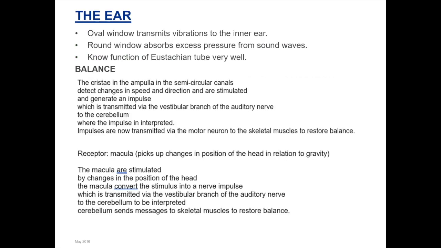The ear. We should know the oval window transmits vibrations to the inner ear. The round window absorbs excess pressure from the sound waves. Know the function of the eustachian tube as well. Remember, the eustachian tube maintains equal pressure on either side of the tympanic membrane. Now, for balance, you might be asked about the cristae or the macula. Here are two set answers that you can actually memorize. So if they ask you something, you can just write this answer down.